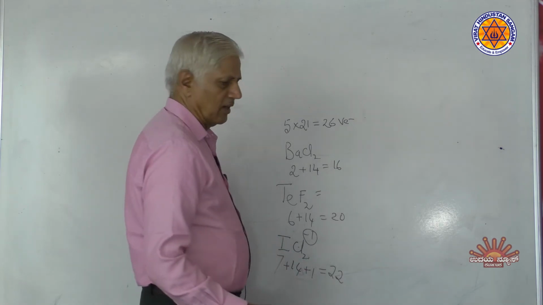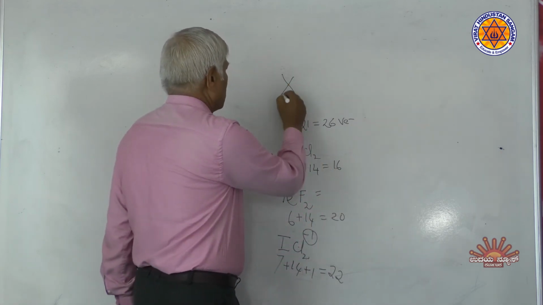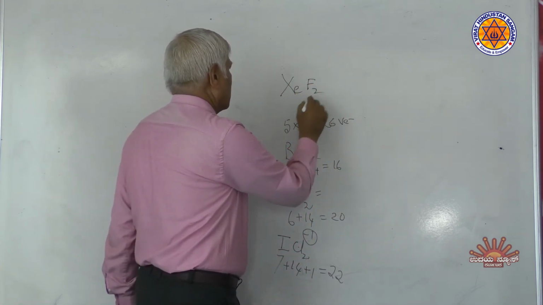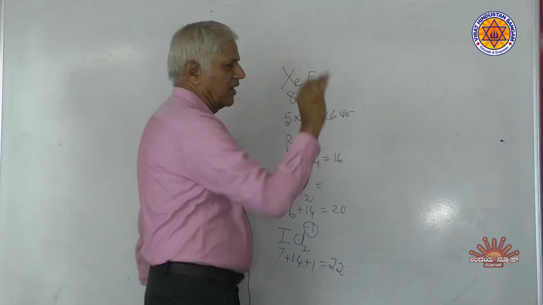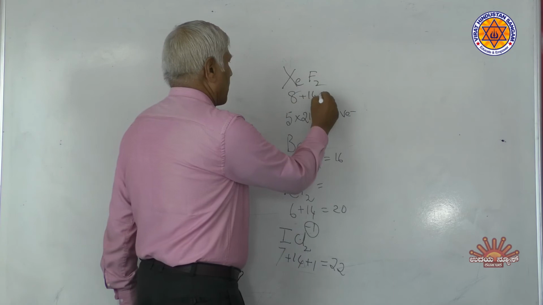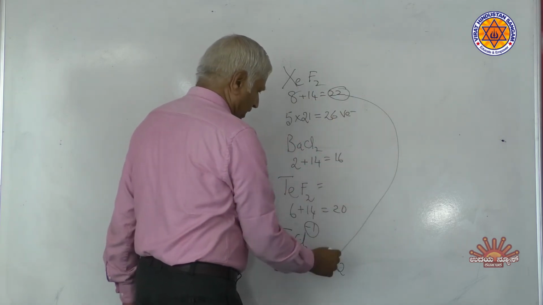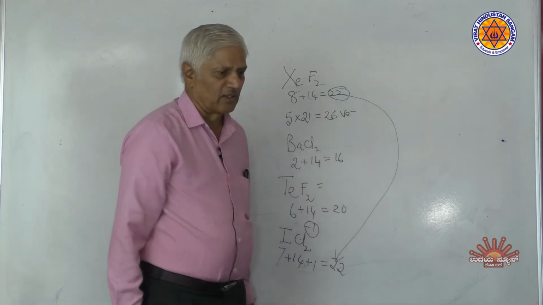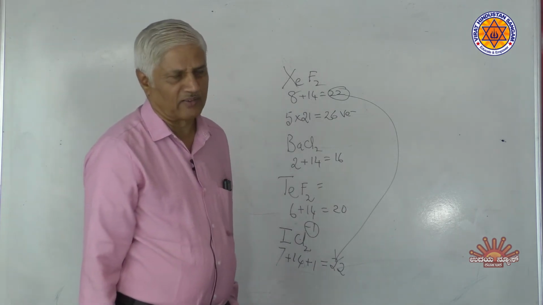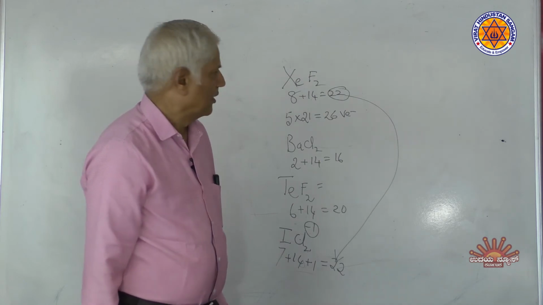Correct? Yes, in XeF2, the given compound, xenon, you know that all noble gases have 8 electrons except helium, plus 14. So XeF2 has 22 electrons. Which other has got 22 electrons? It should be ICl2 minus. Obviously ICl2 minus is the answer.